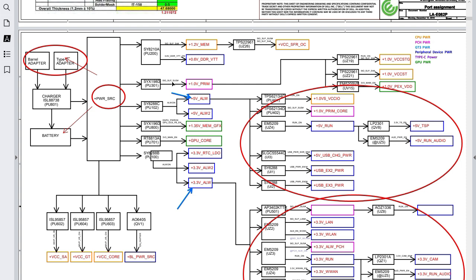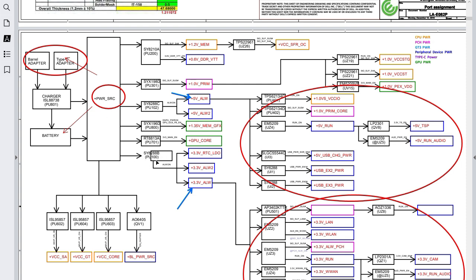So, for example, let's assume plus 3.3 volt always is missing. Means what? What is the problem? Is it the control IC? No. I should first verify if this IC receives the 19 volt.